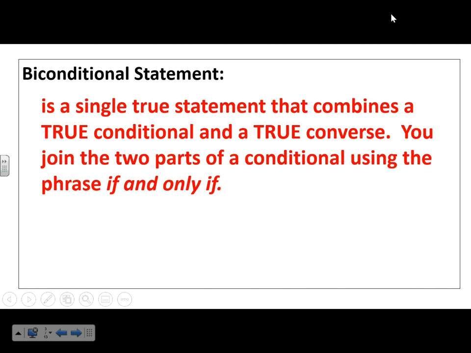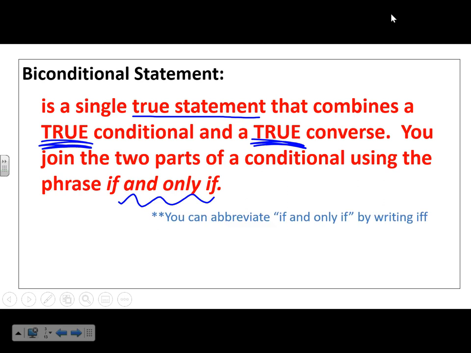A biconditional statement is a single true statement that combines a true conditional and a true converse. You join the two parts of the conditional using the phrase "if and only if." So if it is a true biconditional statement, it's got to be a true conditional and a true converse, connected using "if and only if." You can abbreviate "if and only if" by writing IFF. If you're not done writing this down, pause it, finish, and then hit play to go on to the next example.